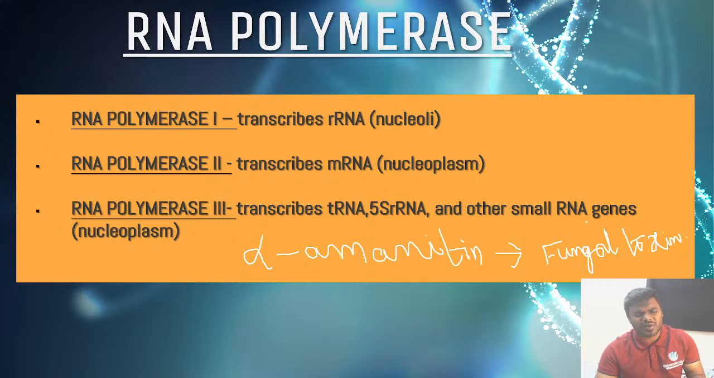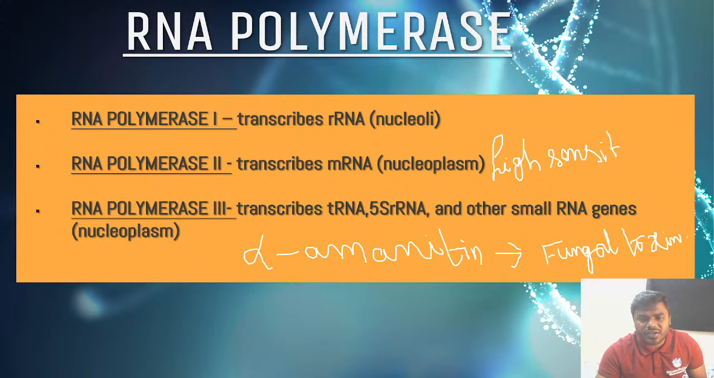Three times the question was asked about this alpha amanitin. Friends, all of you pay attention. RNA polymerase 2 is the enzyme which will show high sensitivity. What do you mean by high sensitivity here? High sensitivity means RNA polymerase 2 can be easily inhibited by alpha amanitin.